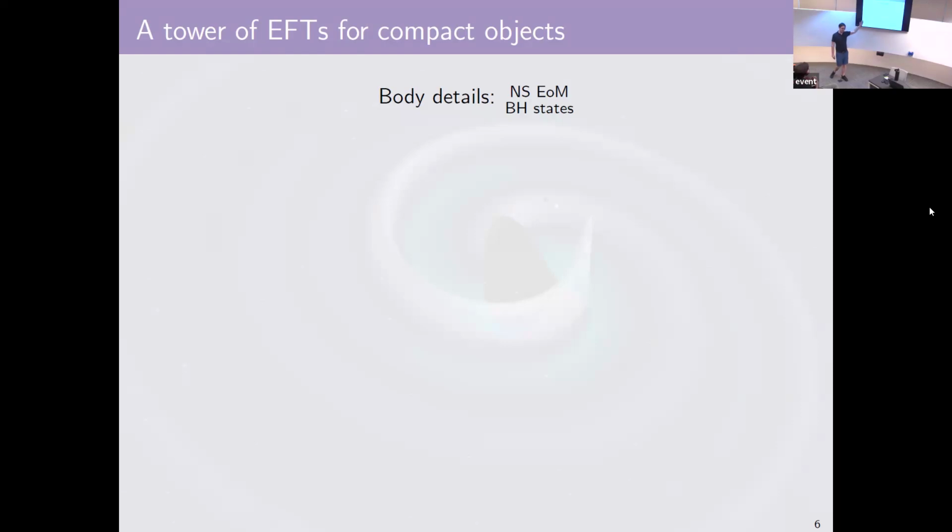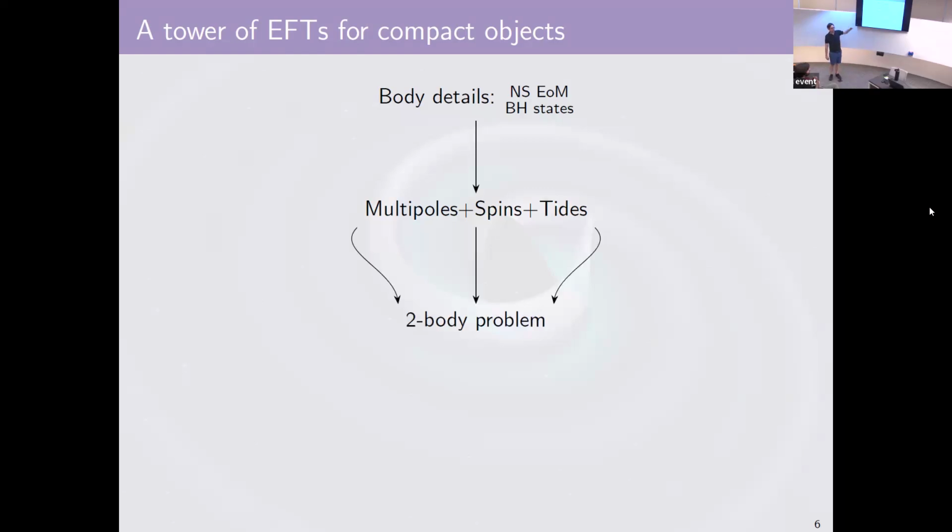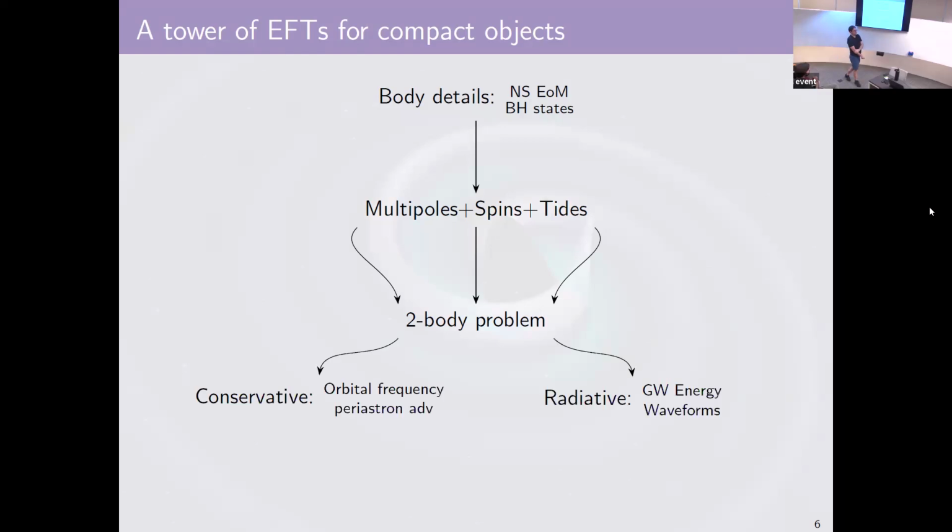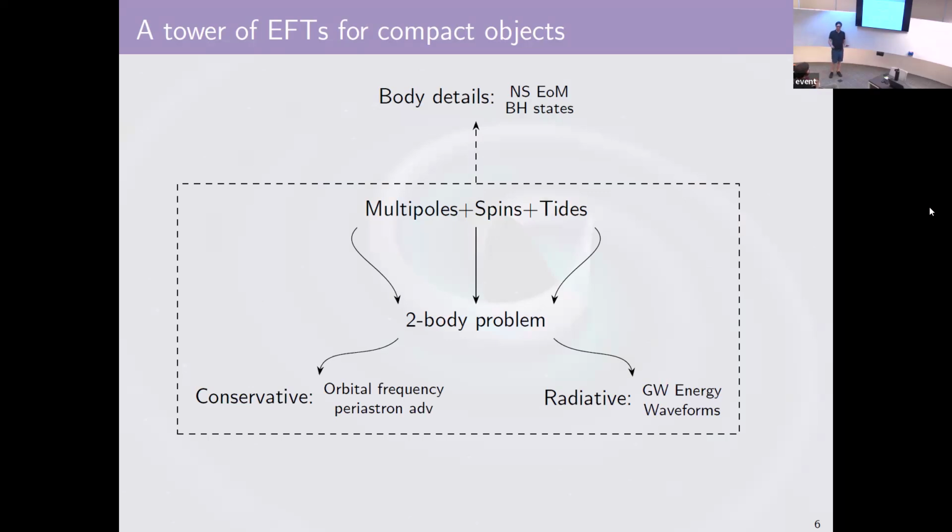If we know those theories exactly, we could sit down and work out how those body details turn into effective descriptions in terms of multipoles, spins, and tides. Then we could take those terms and turn them into a two-body problem. From the two-body problem, we can look at either the conservative dynamics, which would give us things like the orbital frequency or the periastron advance, or the radiative dynamics, which would give us things like the radiated energy or the waveforms at infinity.